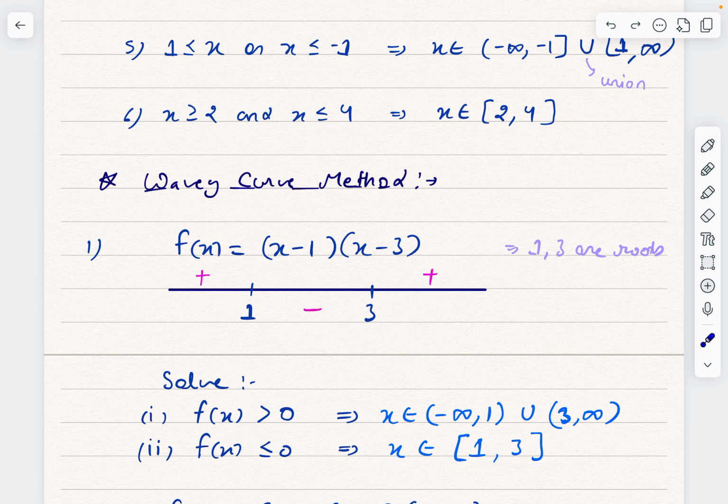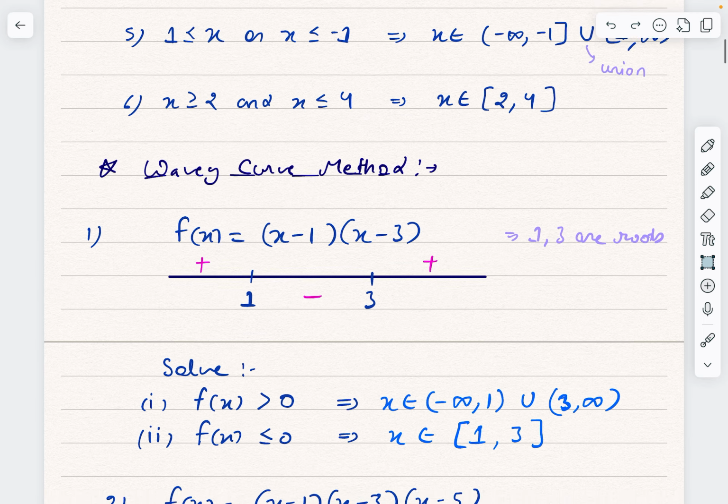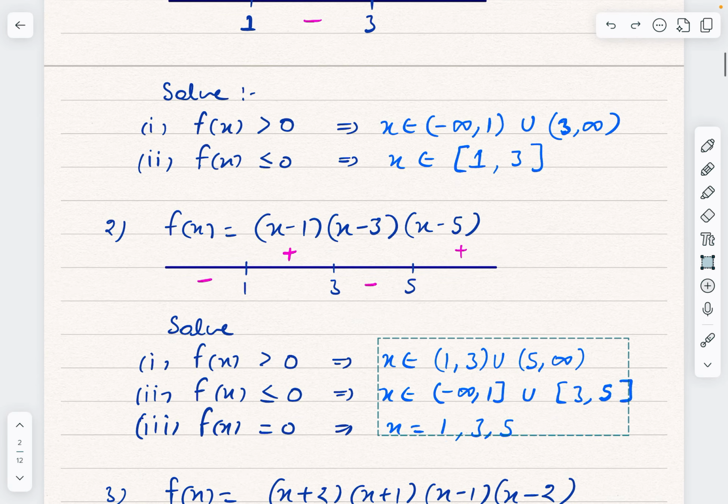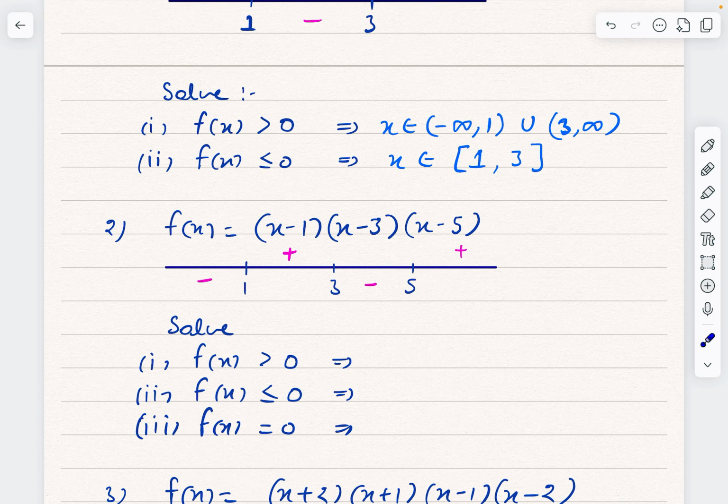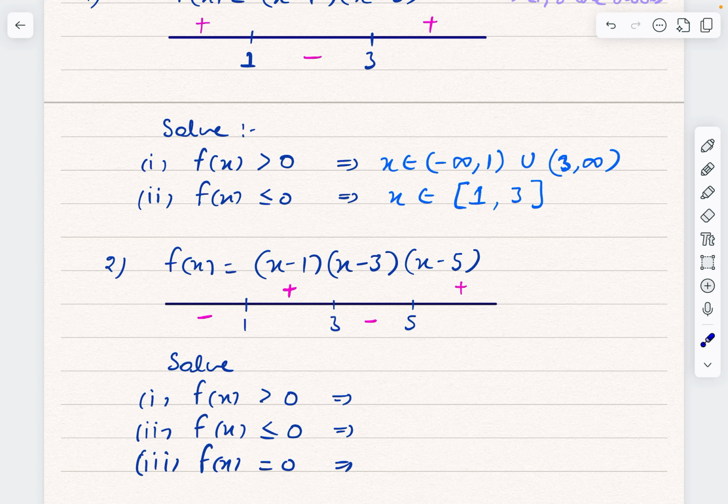I hope it is clear to all of you. If it is not, you can just rewind and see this again. If it is clear, then let us go to the next one. So this next problem, I'll just show you, and you can stop it here and try this problem once yourself, and then we'll discuss.